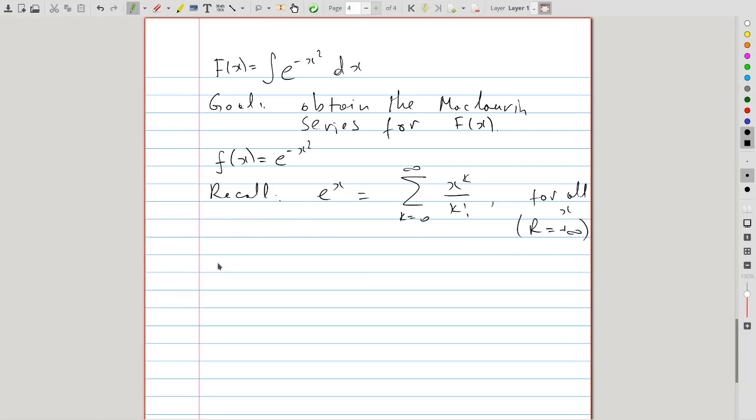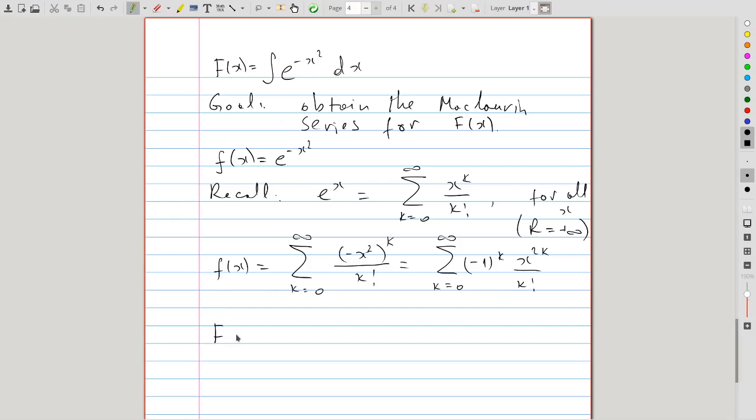This means we can obtain an expansion for the lowercase f of x, like so. We will simply take the expansion for e to the x and replace x with minus x squared in it. If you simplify this expression, you'll get the sum k from 0 to infinity, minus 1 to the k, x to the 2k divided by k factorial. Great, so this is the power series for lowercase f of x.